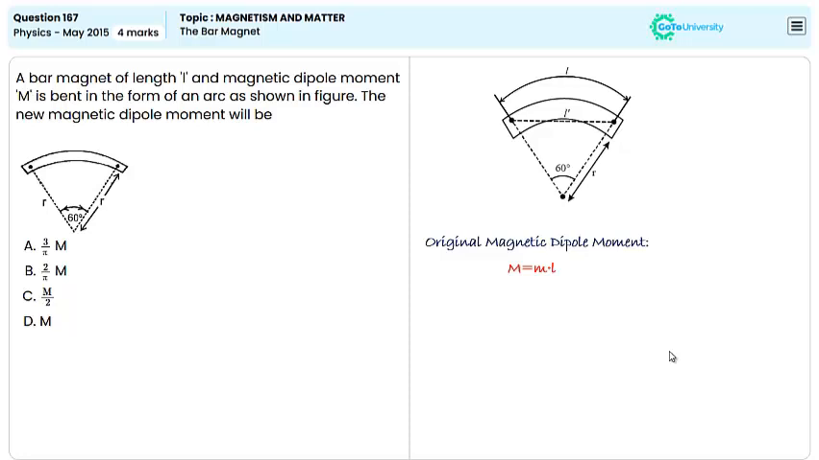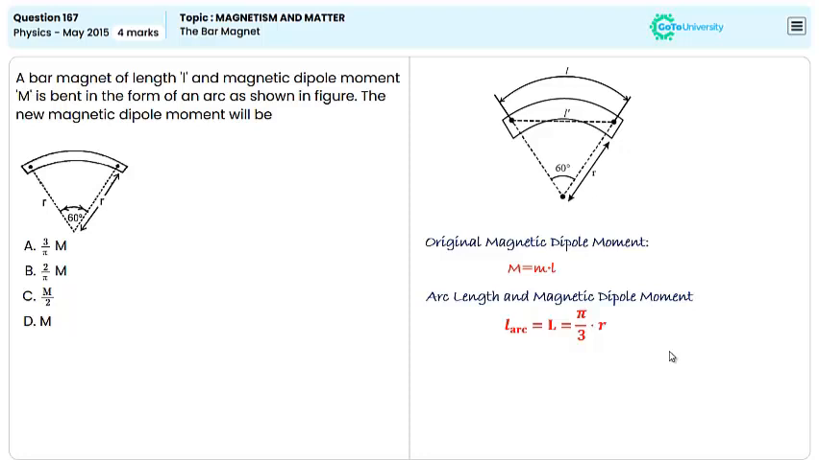When the bar magnet is bent into an arc of 60 degrees, the effective length between the poles changes. Since the magnet forms an arc, we need to determine the effective distance between the poles along the arc. For a 60-degree arc, the arc length L arc is proportional to the central angle, making the effective length of the magnet along the arc. So we get L arc is equal to pi by 3 r, where r is the radius of the arc.